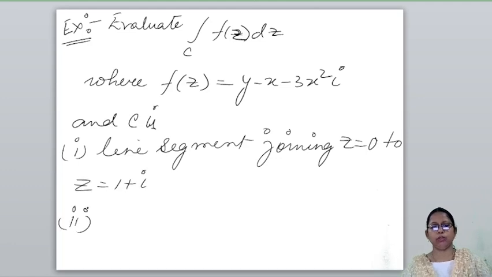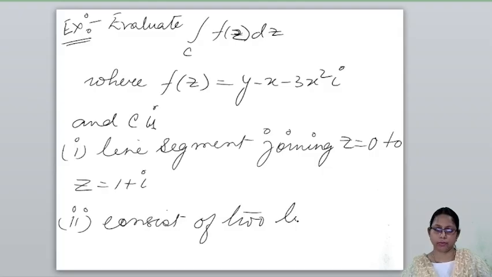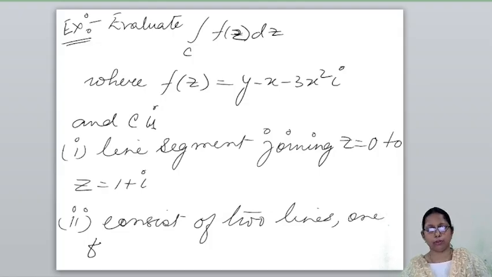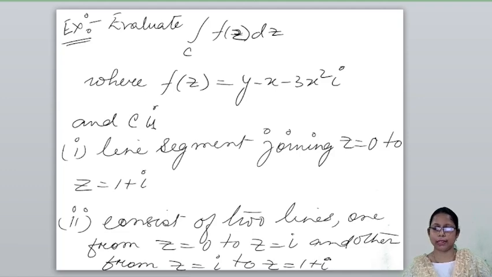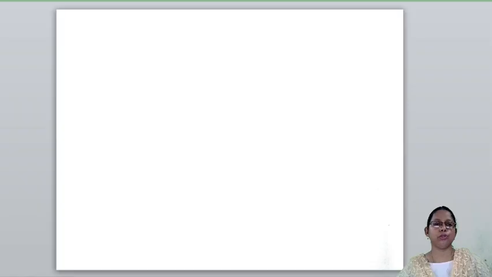Number 2 consists of two lines, one from z equal to 0 to z equal to i, and the other from z equal to i to z equal to 1 plus i. Solution: we have f(z) is equal to y minus x minus 3x squared i.